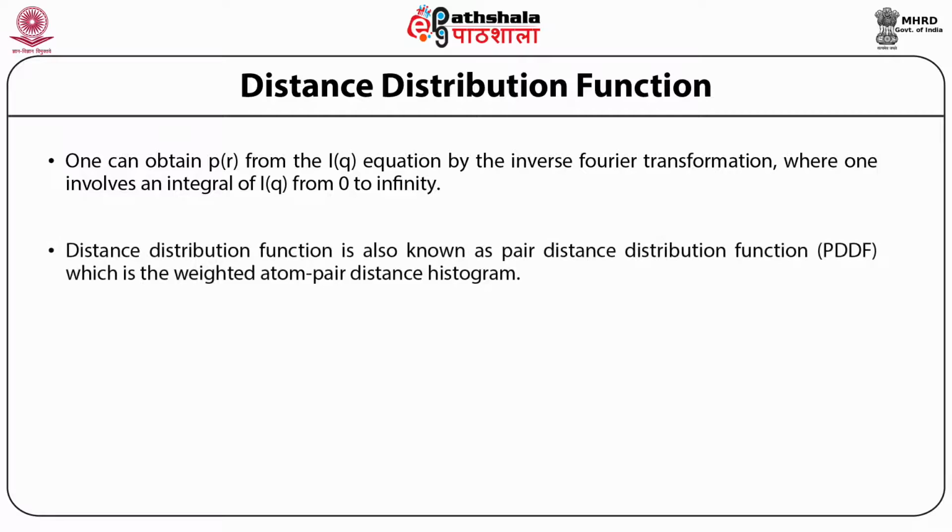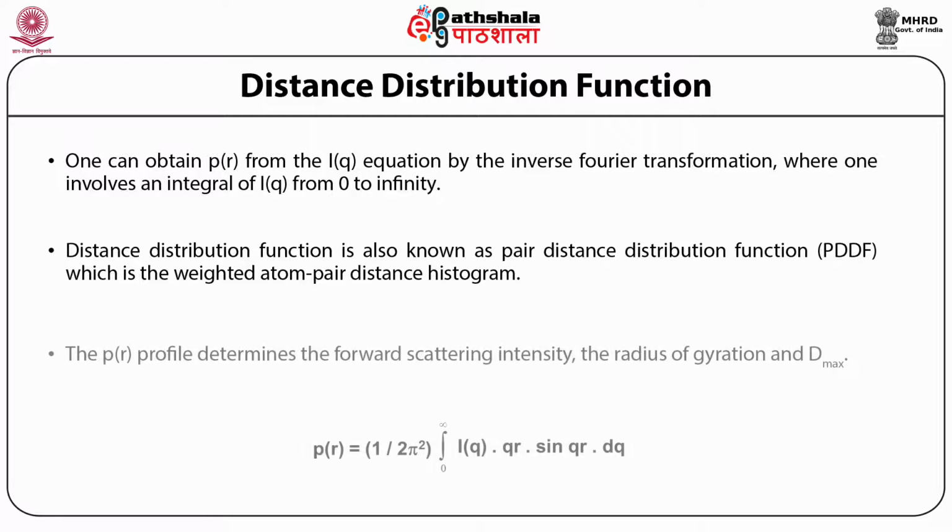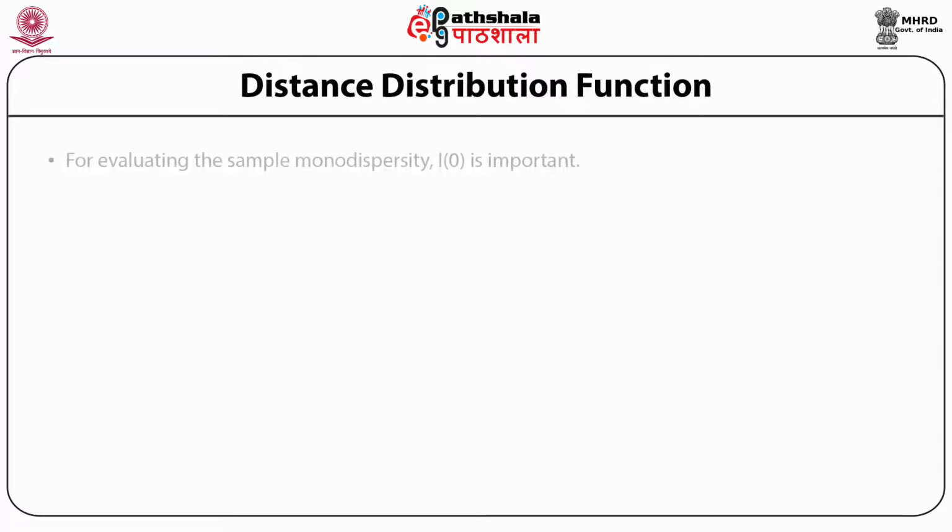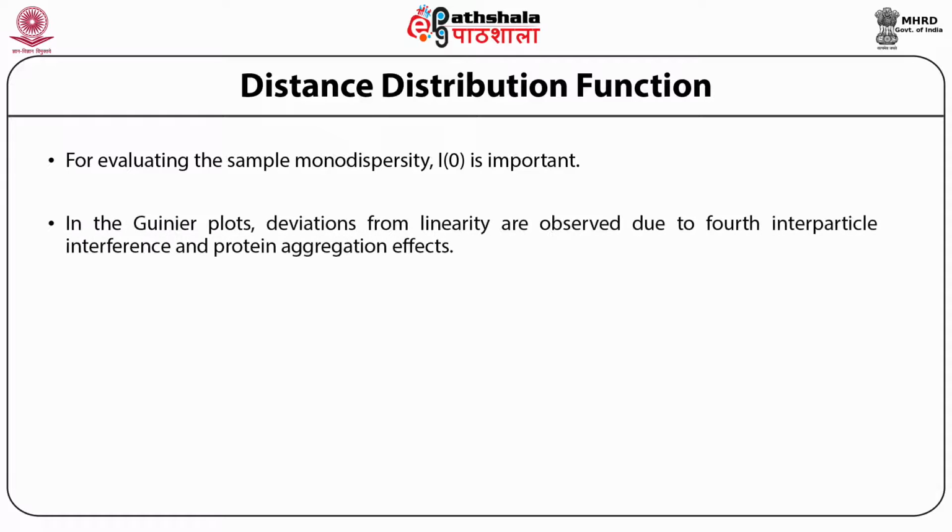The distance distribution function is also referred to as the pair distance distribution function, in short PDDF, which is the weighted atom pair distance histogram. This profile will determine the forward scattering intensity, the radius of gyration, and also the Dmax. In order to evaluate the sample monodispersity, I0 is very important in Guinier plots. We will see what a Guinier plot is later.